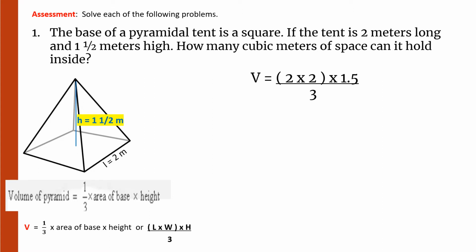Then all over 3. Next, we have 4 times 1.5. Saan ang galing itong 4? Well, yun ay sa product nitong 2 and 2. Okay, 2 times 2 is 4. And then, 6 over 3. So, why 6? Because the product of 4 and 1.5 here is 6. And 6 over 3, of course, the answer is 2. And since the given unit of measures ay meter, kaya cubic meter.